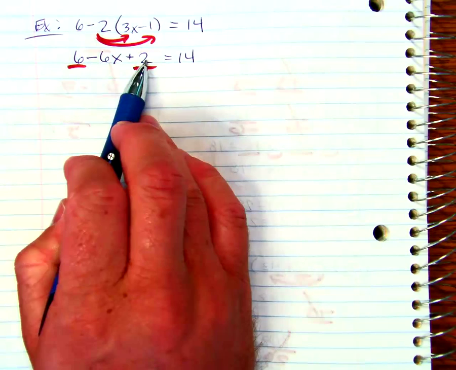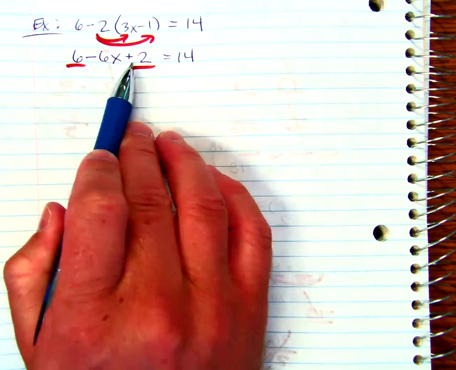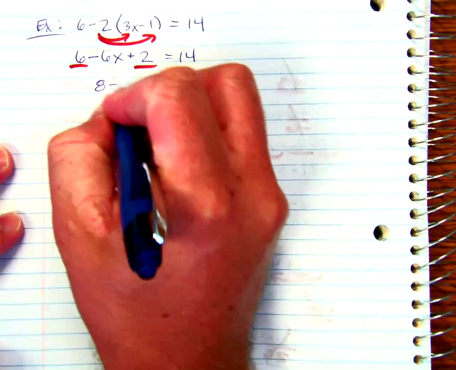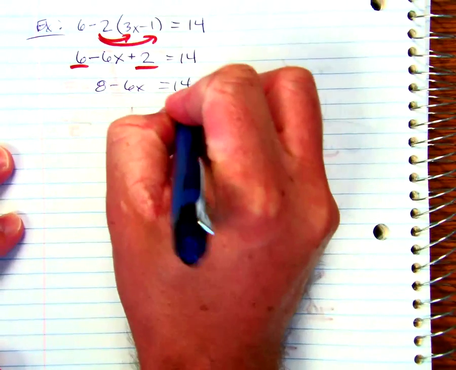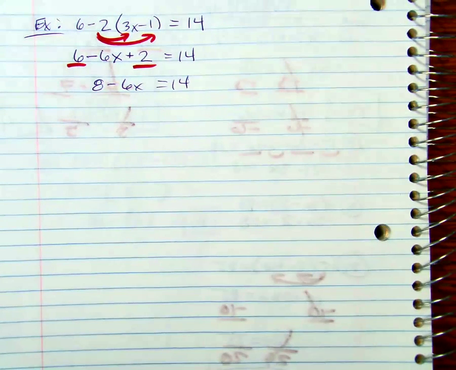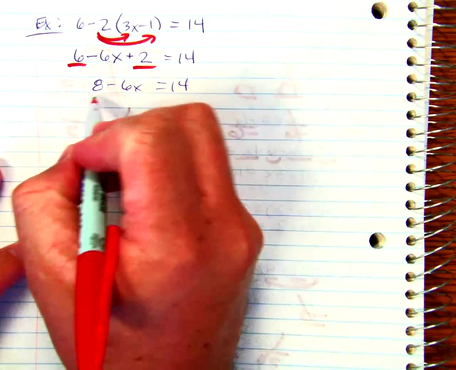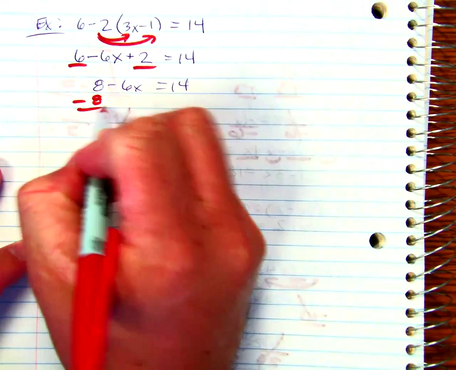6 plus 2. Make sure you're always looking in front of each term. +6 plus 2 to give us 8 minus 6x equals 14. Once again, as we saw on Tuesday, whenever you simplify these things, you combine your like terms, you do the distributive property, it should turn into a two-step equation. So for this one, we're going to go ahead and get rid of our constant first by subtracting 8.